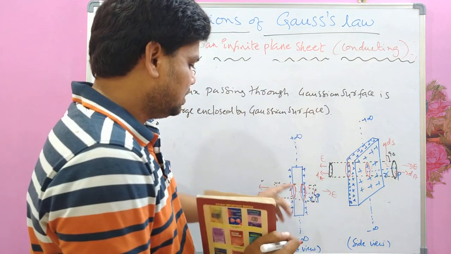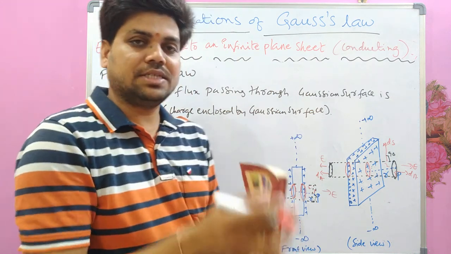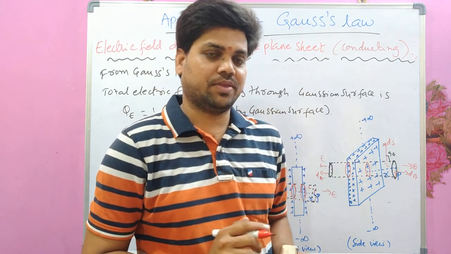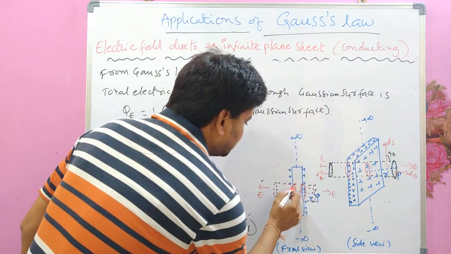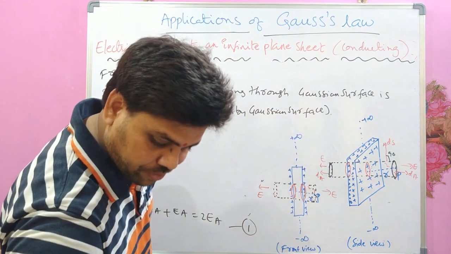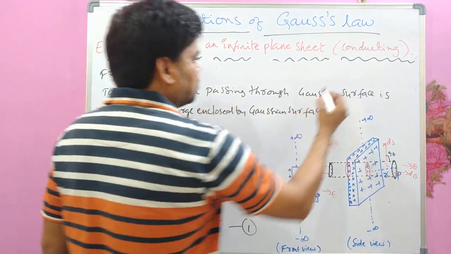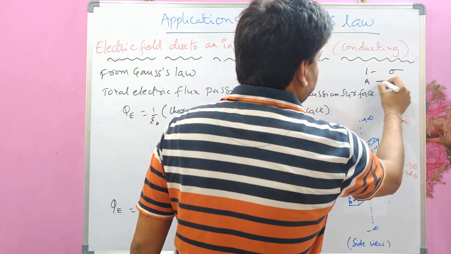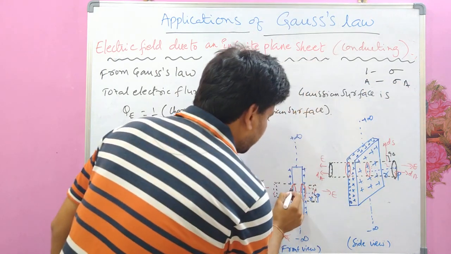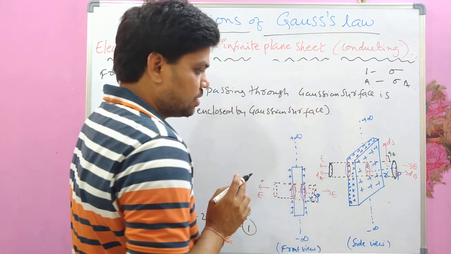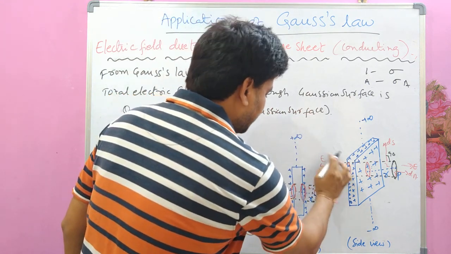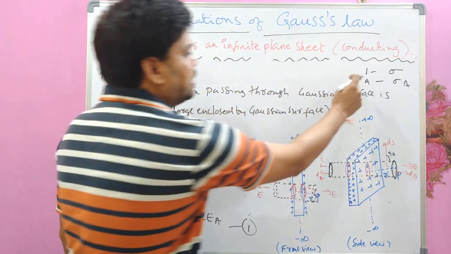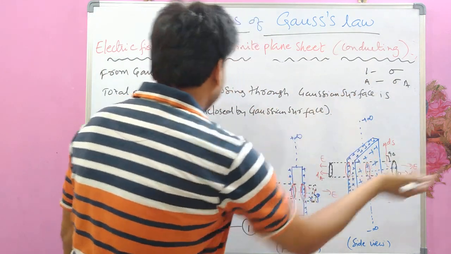In the previous case, there is only one, because the charge is only on the one surface. But here we have charge on two surfaces. So charge on this surface is sigma A. See, charge on one surface is how much? In 1 unit area, sigma is the charge. Right? In A area, sigma A. What is this area? A. What is this area? A. So in A area, sigma A is the charge.